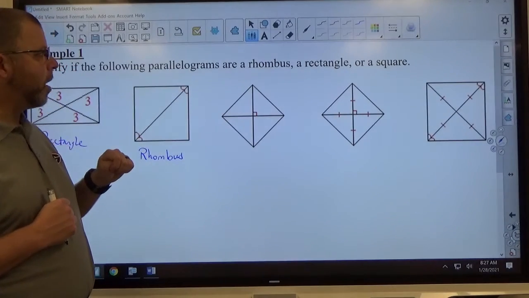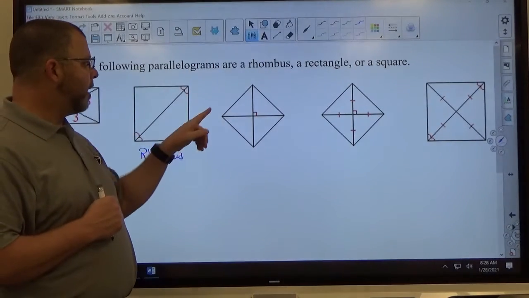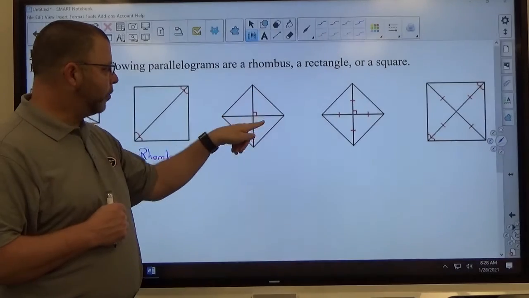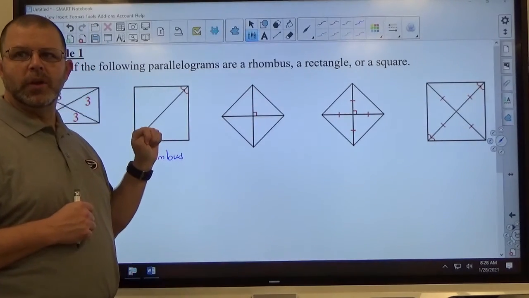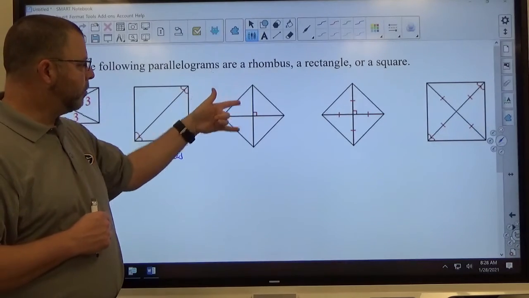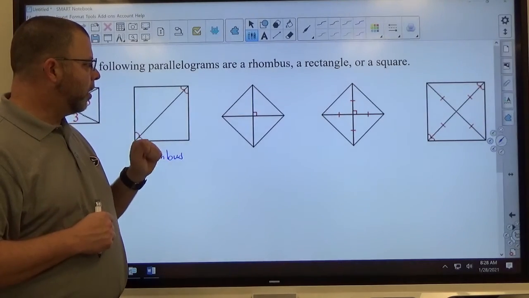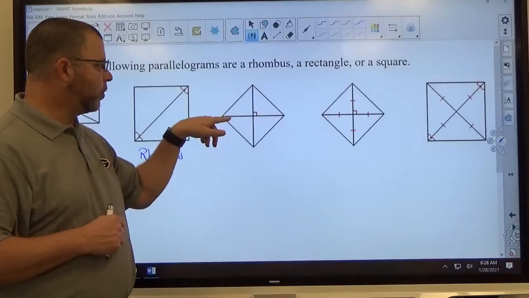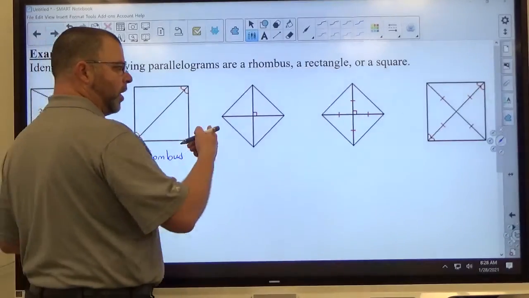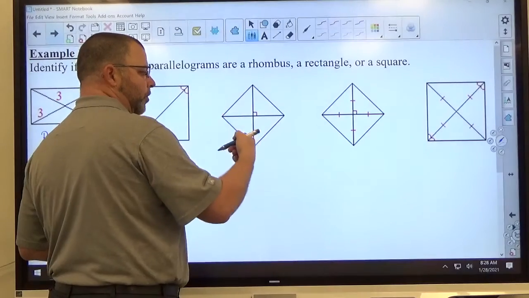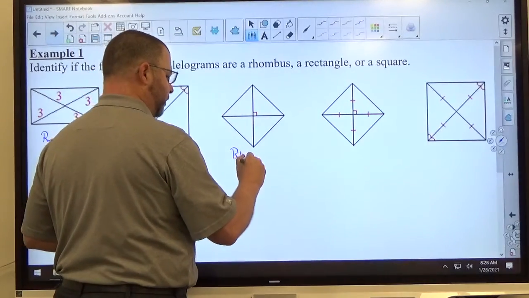In order to be a square, I have to have either right angles in the corners or the diagonals themselves have to be marked as congruent to each other. There's no guarantee. These can be different lengths, or the sides, of course, are the same because squares and rhombuses have all sides the same. But again, there's nothing that tells me these are right angles in the corners, so this must be just a rhombus.